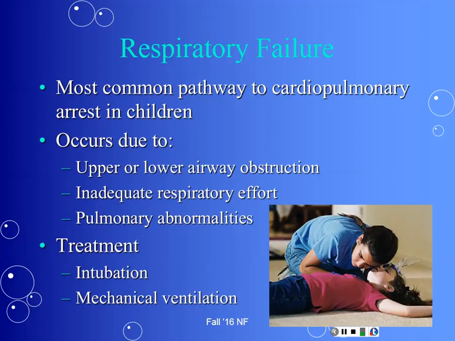Pulmonary abnormalities. That's when we're talking about things like muscular dystrophies, for example. You'll get into neuro, you'll talk about Duchenne's muscular dystrophy, and everything that's a muscle, it affects. So your diaphragm, your heart, things like that. So they get that inadequate respiratory effort.